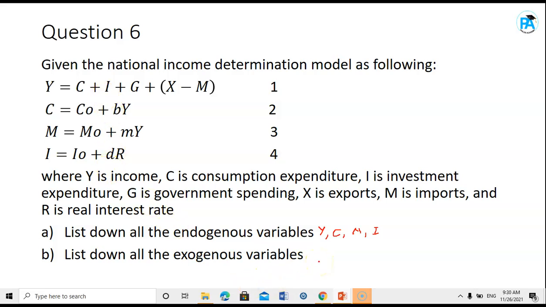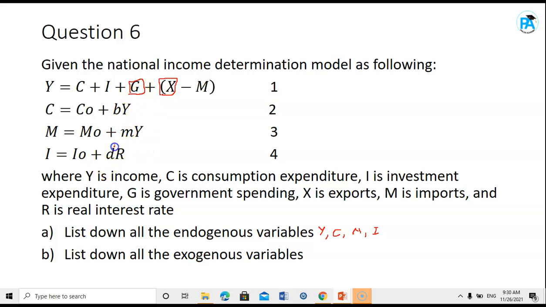We say the exogenous variables are the ones whose value is determined outside the model and is imposed on the model. So look at x. Do you know where x is coming from? No, it was just imposed on the model, right? X is imposed on the model. Then which one again? G. You don't know where G is from, it is not within the model, right? It was imposed on the model, right?